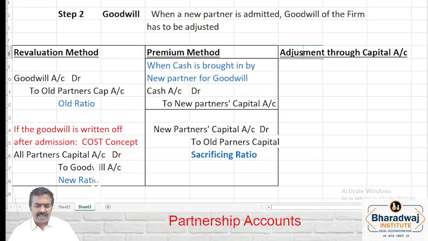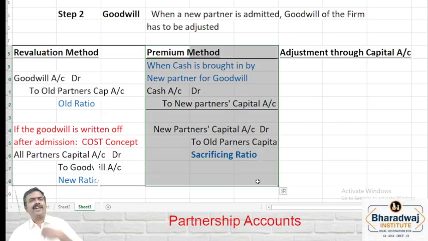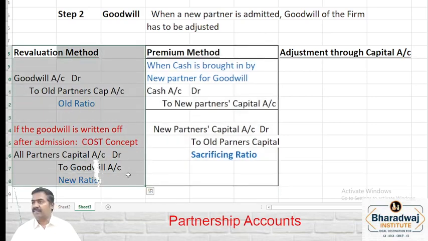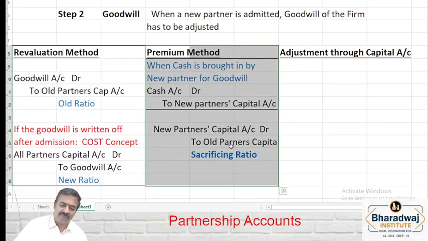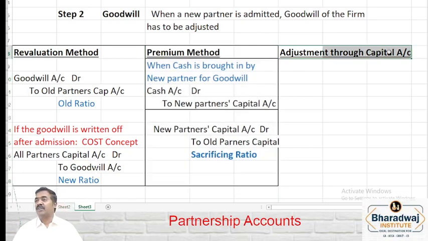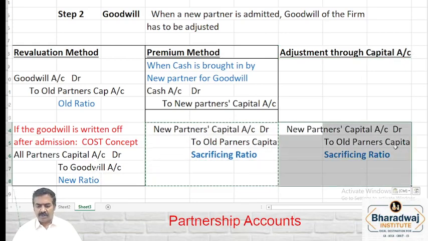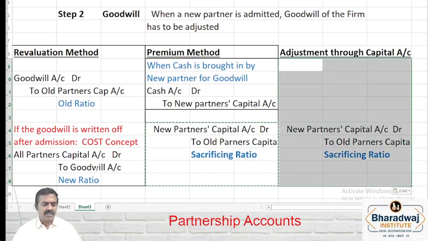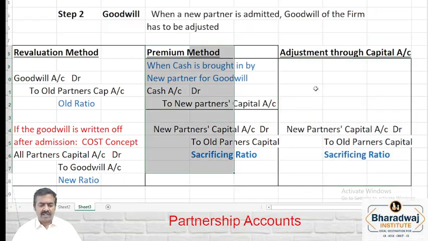The partners are not ready to revalue, and the new partner is also saying, already I am giving capital, I do not want to pay money for goodwill. Partners are not ready for revaluation of goodwill, and the new partner is also not ready for bringing in cash for goodwill. Then it will be adjusted through capital account, where only this entry will come: new partner's capital account debit to old partners' capital accounts in the sacrificing ratio. Now what is the difference between the premium method and adjusting through capital account?